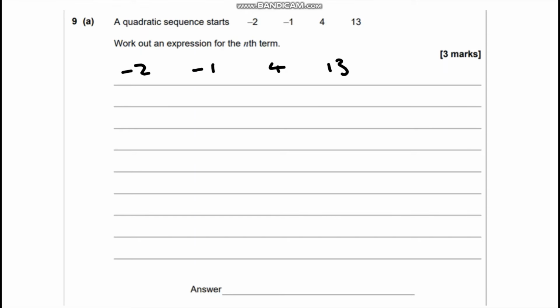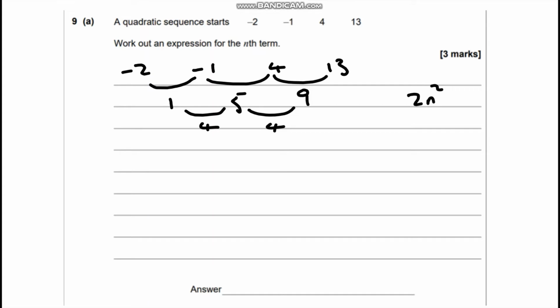The first thing we're going to do is look at the difference between the values. We've got a difference of 1, a difference of 5, and a difference of 9. We notice that they don't go up by a constant value, so we're going to have to look at our second difference, 4, 4. What we do with that number is half it and put it in front of our n squared. So that's the first part of our answer.